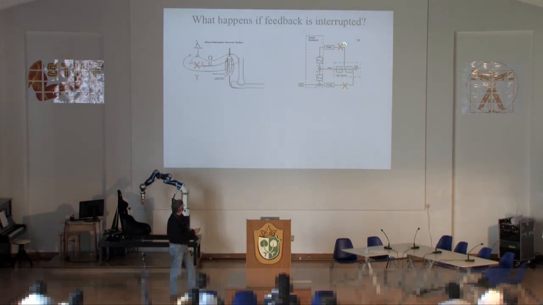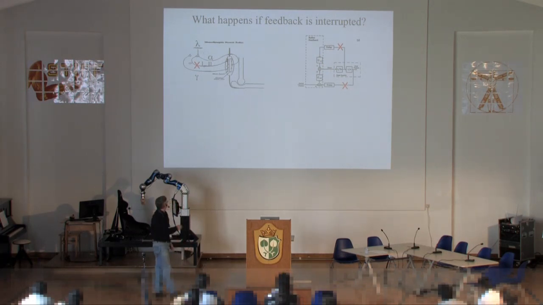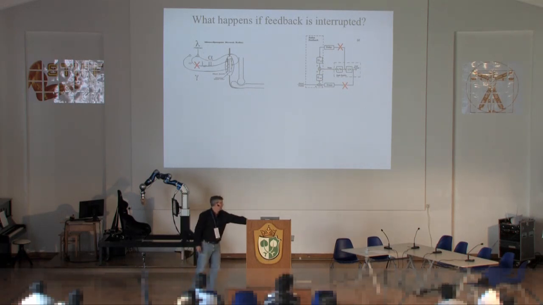So if you cut this feedback here, then there's nothing coming back here in order to generate the muscle forces. If you cut the feedback here, no matter what you do with gamma or you stretch the muscle, if there's no feedback coming here, there's no alpha motor neuron activation. So is there a way to do this experiment? And how could you cut feedback in a biological system?